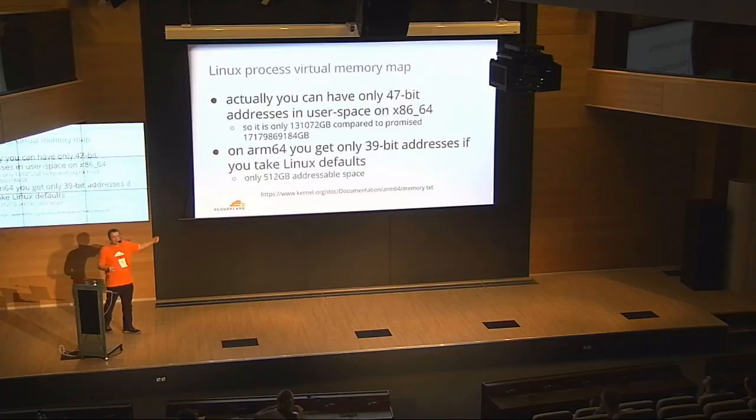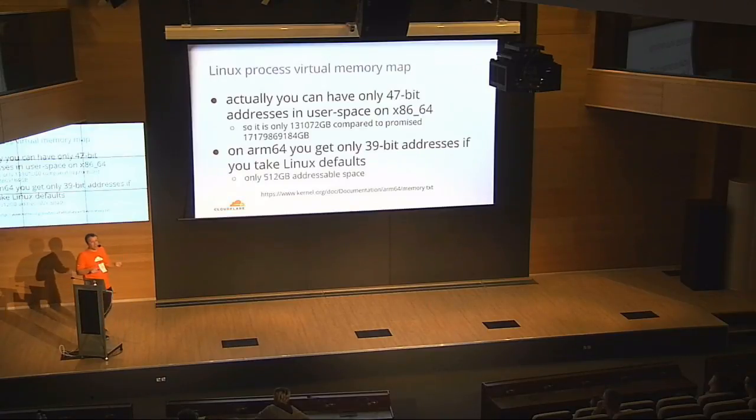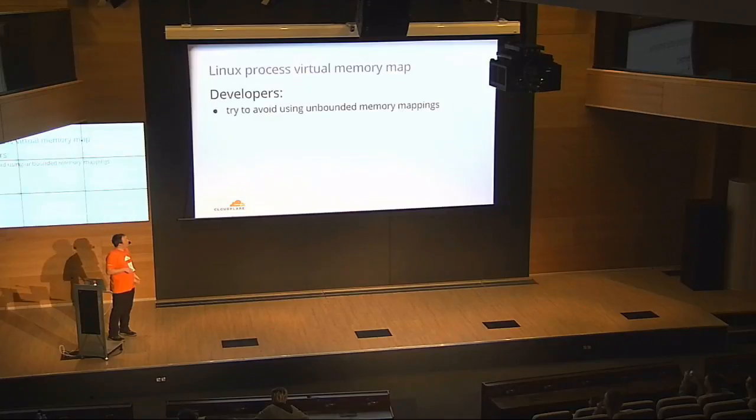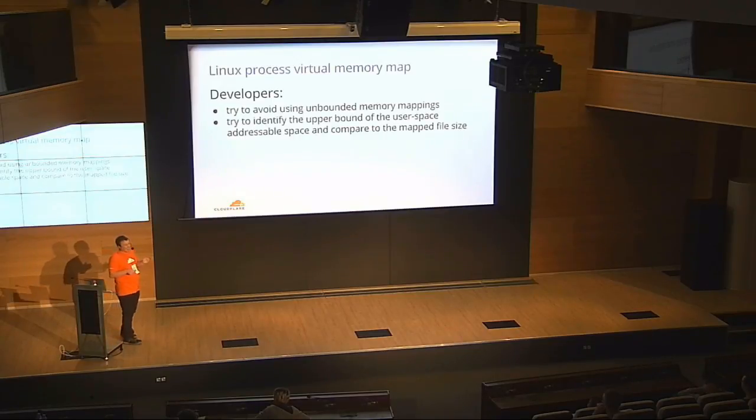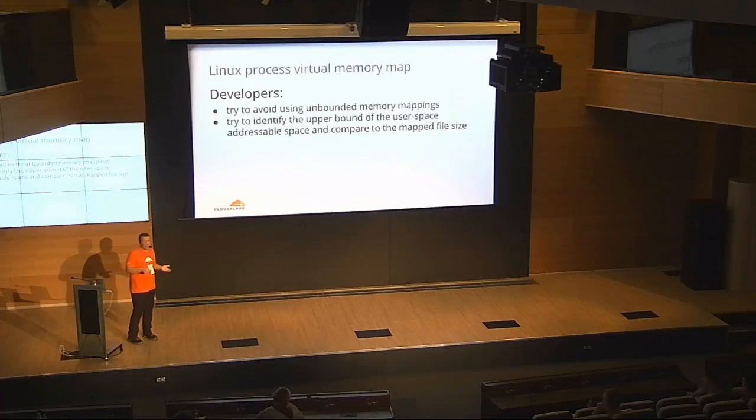You just can't mmap this file because you don't have enough addressable space. And the error you will receive is exactly "cannot allocate memory." Although it doesn't try to allocate memory, it just does not have enough addressable space to mmap the file. So the problem was in our internal code. The advice here is to try to avoid unbounded memory mappings. It's very hard to debug because you just get this cryptic message, right?